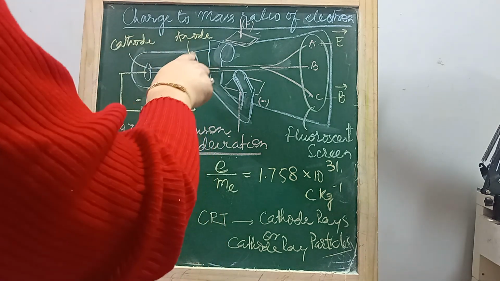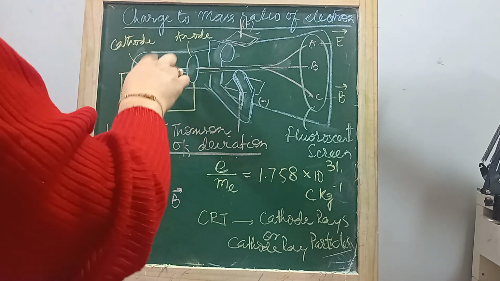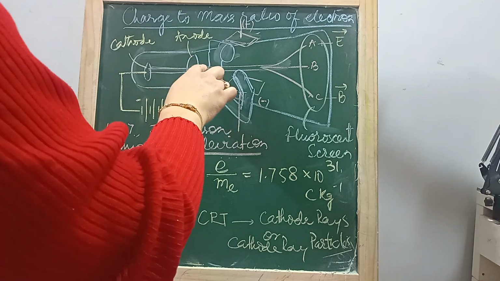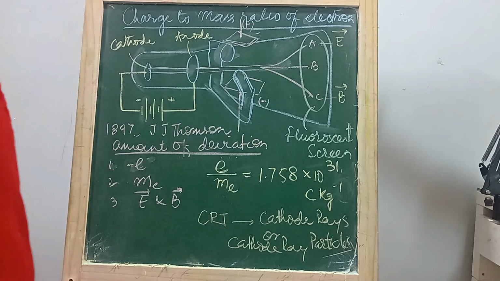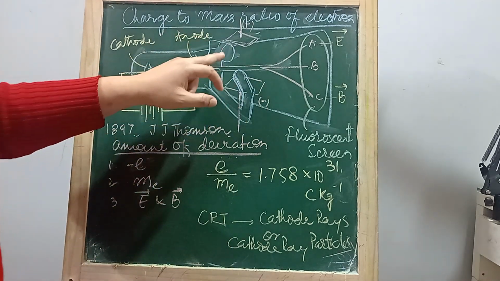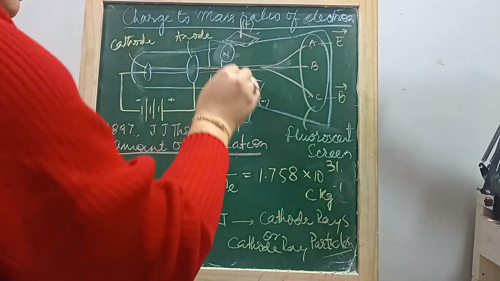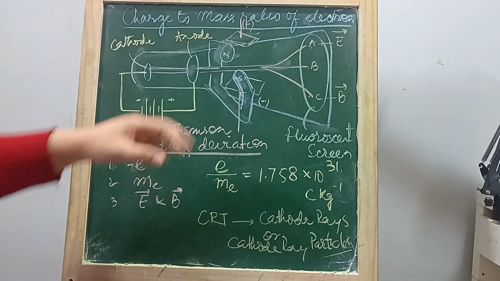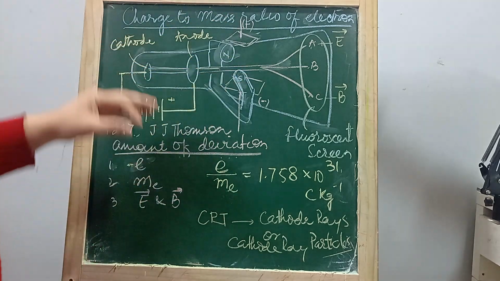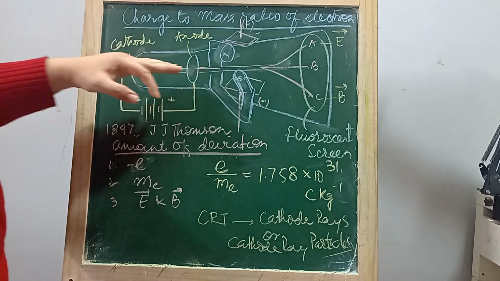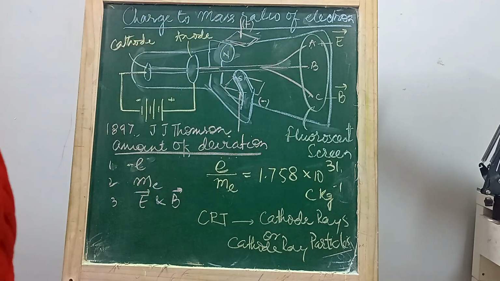And he made many holes in the anode, so the cathode rays that emerge from the cathode get through the anode, and he let them pass through a magnetic and electric field. For the magnetic field, he uses a magnet with north and south poles, and to apply the electric field, he has used plates, so that the cathode rays which pass through the anode go through the magnetic field as well as the electric field.